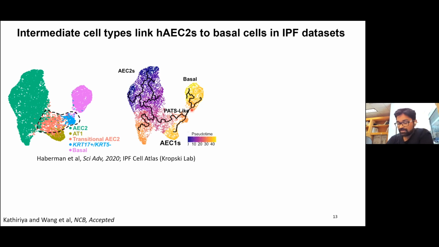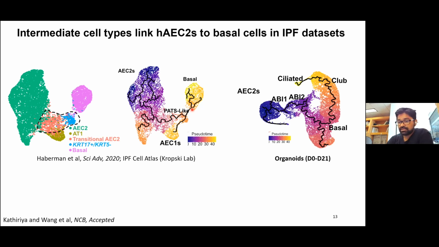And that was kind of exciting because when we looked at our organoid data, we saw exactly the same thing. We saw the type 2 cells via ABI1 and 2 emerging to the basal cells, and then eventually giving rise to club cells in vitro. So we thought that, well, these intermediate cells and the transitional AC2s and basaloid cells may be somewhat related.